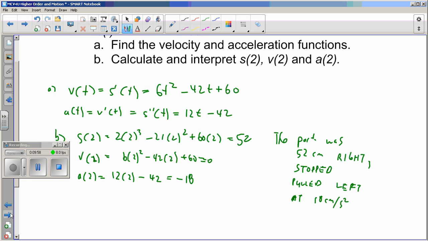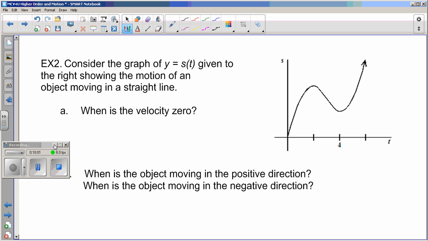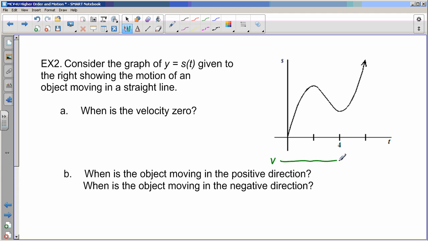Okay, dandy. Example 2, fast example here. Consider the graph of y equals s(t) given to the right, showing the motion of an object moving in a straight line. When is the velocity 0? Well, one of the ways to do this is to think of the sign chart. Where's the velocity? Well, I see it's positive here, right? It's increasing. The distance is increasing, so the velocity is positive. And right there is where I get my horizontal tangent, right there. So that's where it's 0.